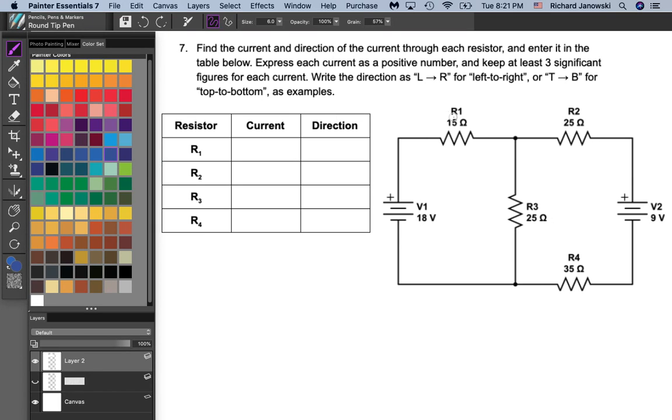All right, so here's our circuit. Your first job is to name the currents you've got coming out of here. So I'm going to say the current leaving this battery and going this way, I want to call this one I1. Seems like a good name for it.